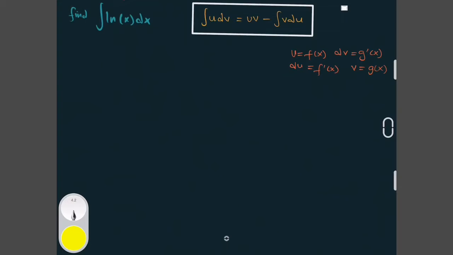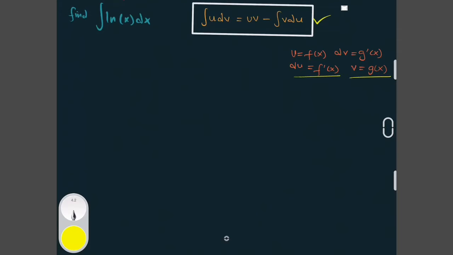So if we had a problem that said find the integral of the natural log of x dx, and this is our equation. It's always helpful to write the equation everywhere we go where we have a problem, so we have something to reference. So that is our equation, and these are the substitutions that were made.